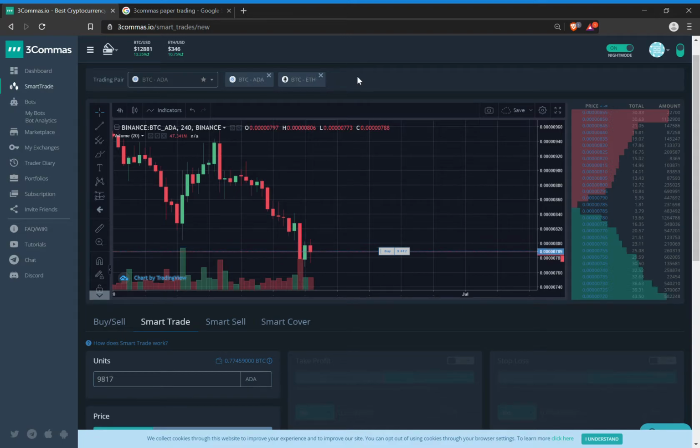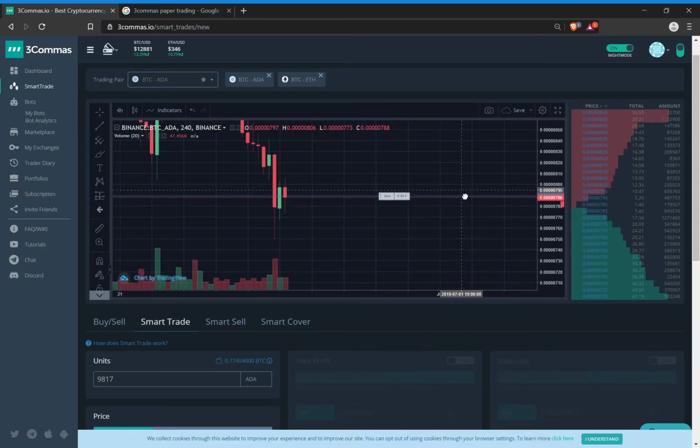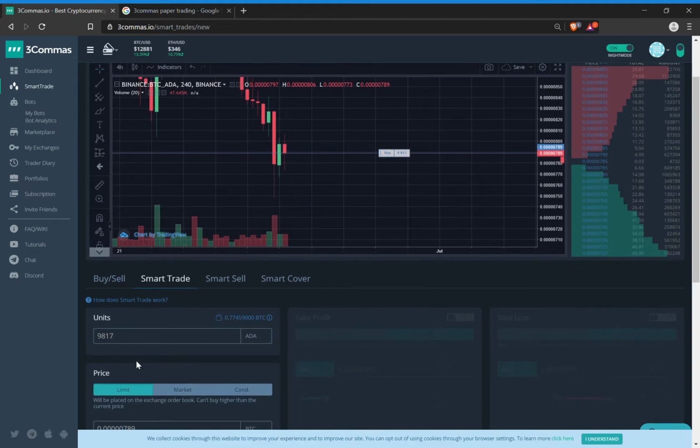But today we're going to just do a sample trade with the Bitcoin and ADA trading pair. I've got the chart pulled up, and that's a nice feature with 3Commas, that I can view the actual chart at the same time. Down here we've got a few functions you'll notice: buy, sell feature, smart trade, smart sell, smart cover. Today we are going to cover smart trade.